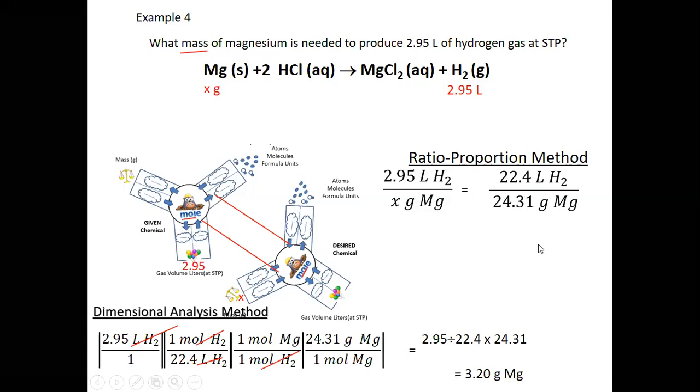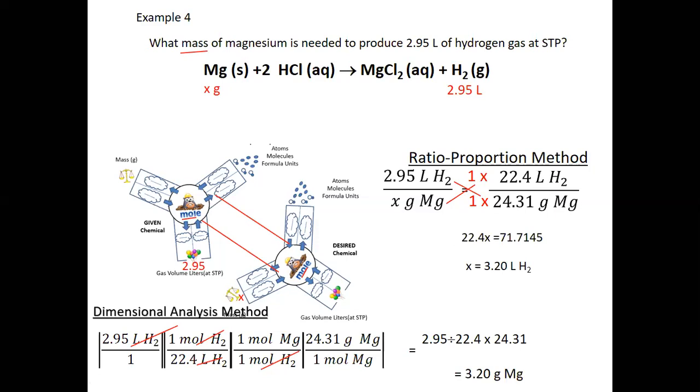The next thing we do, we apply the mole ratio. Well, the mole ratio happens to be 1 to 1 because of the coefficients here. So it's sort of like we ignore that, but I wanted you to see that it's actually part of every problem. So now we cross multiply. We multiply our x times 1 times 22.4, our 2.95 times 24.31. We turn that into an equation, divide each side by 22.4. Beautiful. We get the same answer that we got with the other strategy.